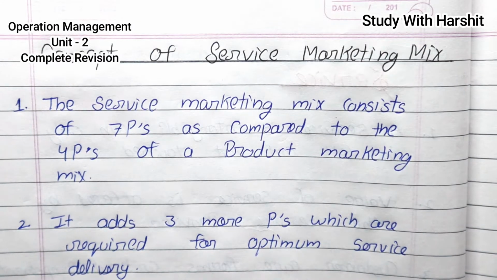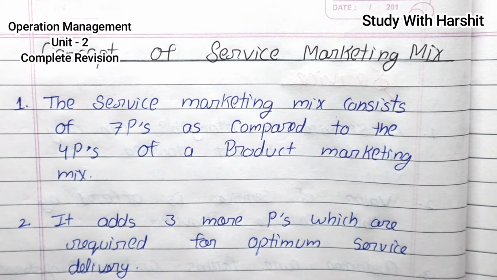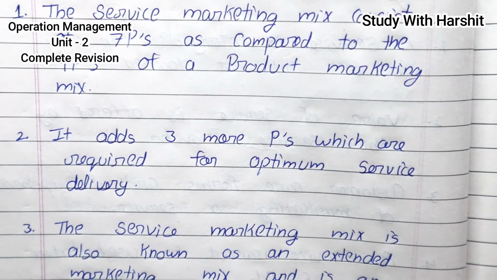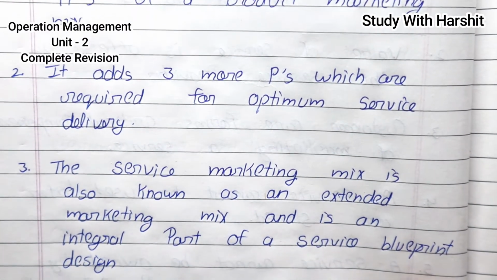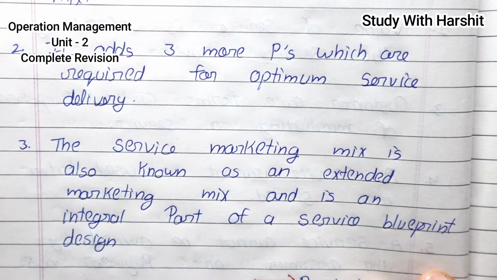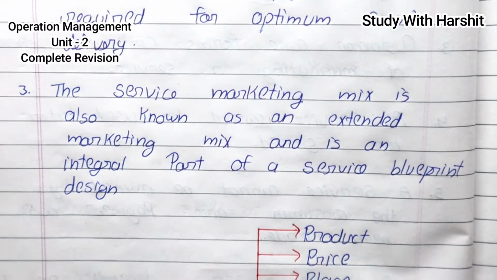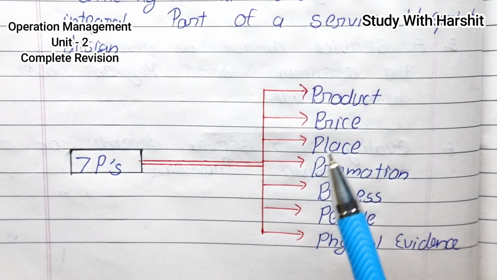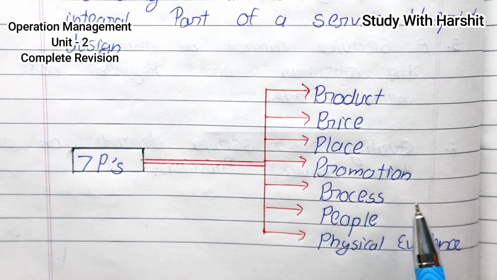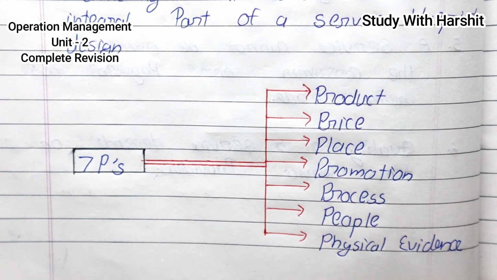Concept of service marketing mix. The service marketing mix consists of 7 P's as compared to the 4 P's of a product marketing mix. It has 3 more P's which are required for optimum service delivery. The service marketing mix is also known as an extended marketing mix and is an integral part of service blueprint design. Now here are the 7 P's. First one, product, price, place, promotion, process, people, physical evidence. These are the 7 P's.